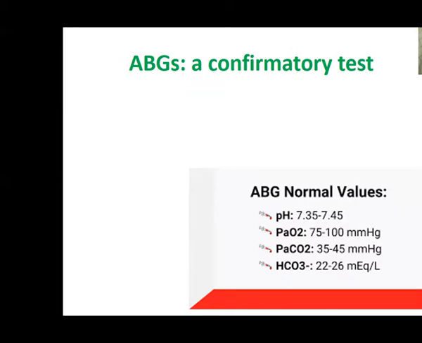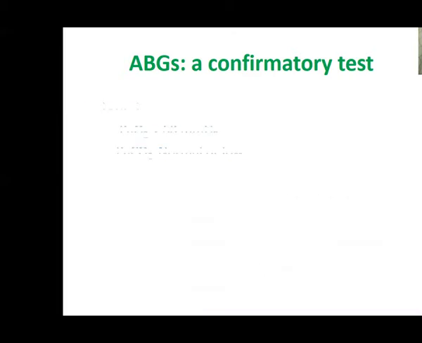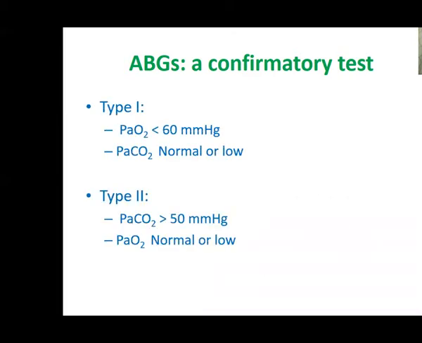PO2 is between 75 to 100 and PCO2 35 to 45. Bicarb is 22 to 26. So these are the normal values which you should remember, because unless you know that, you will not be able to do the ABGs or know what is the respiratory failure.